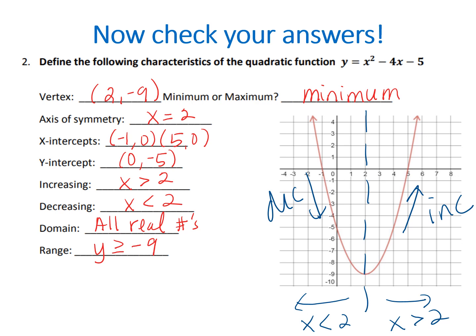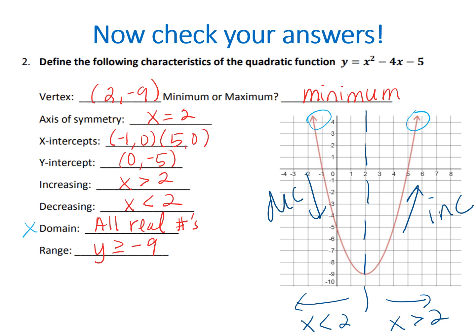For the domain, because of the arrows that we mentioned earlier, this graph is going to keep going up forever, and it's going to keep getting wider and wider and wider. Therefore, your domain, your x values, are all real numbers. So x can be anything it wants to be. It can be really large positive numbers, really large negative numbers, anything.